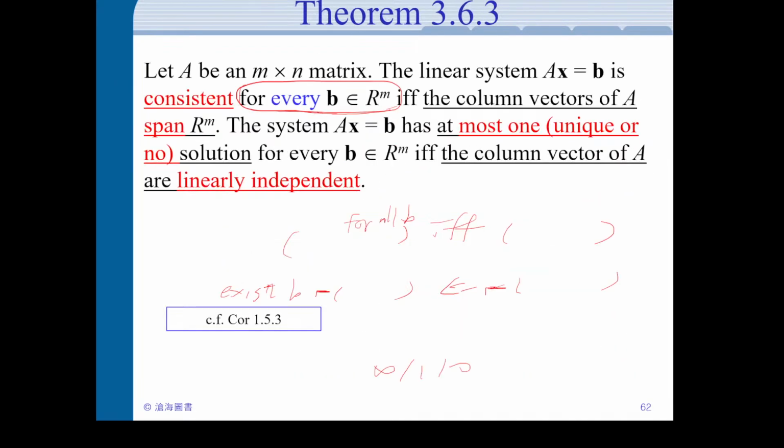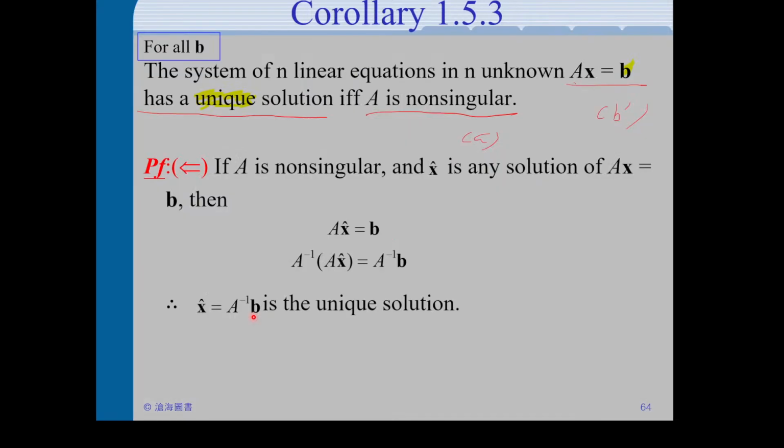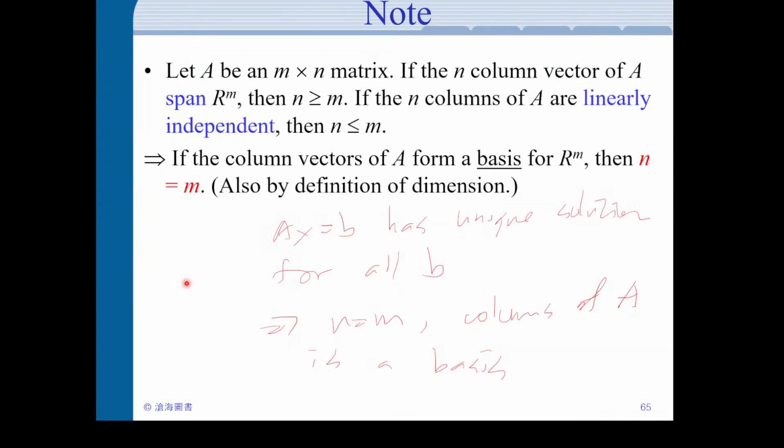Okay. So this is the theorem, and we can compare this a little bit to our corollary. I guess it's similar. So let's skip this part, and also we have a bit of a note on this thing: if we know that the columns of A form a basis of Rm, then n must equal m.